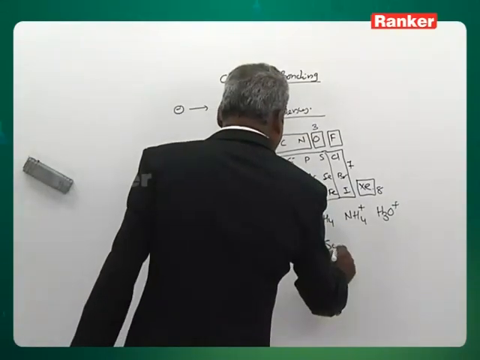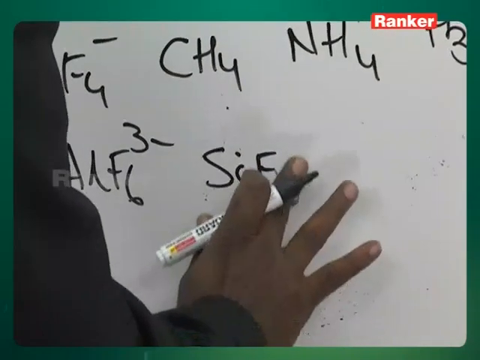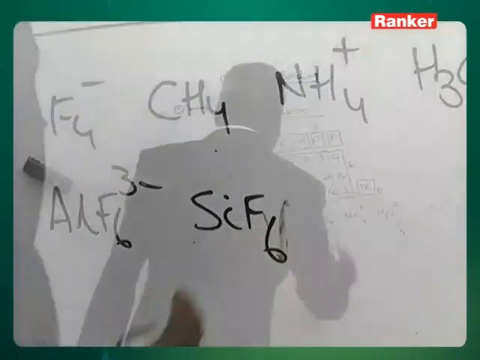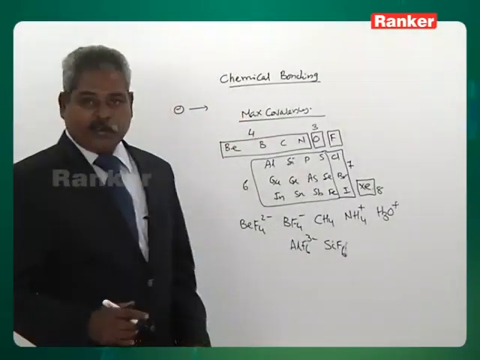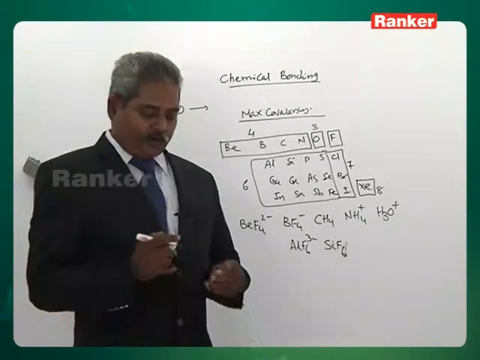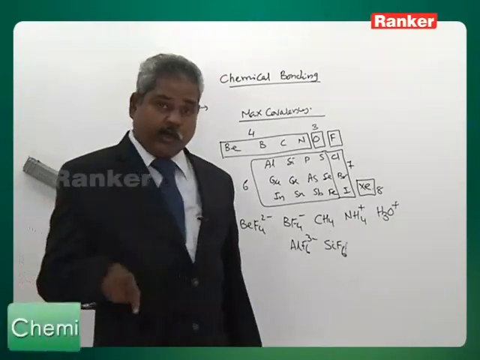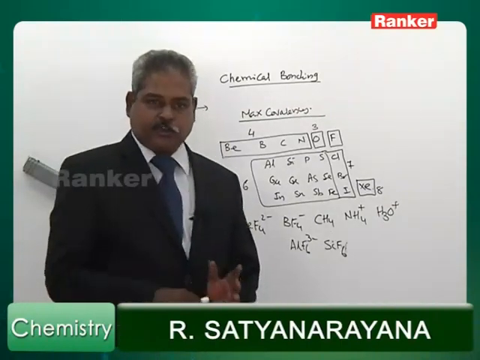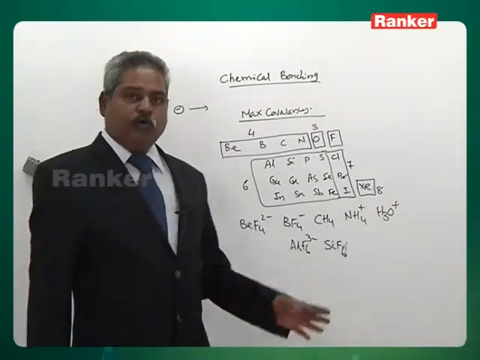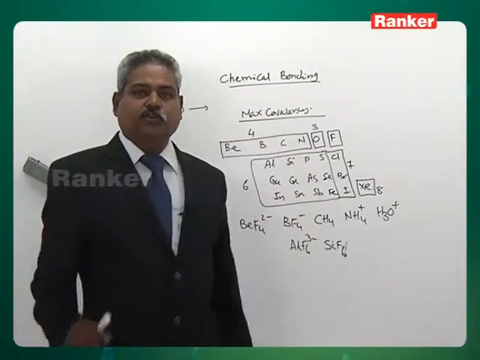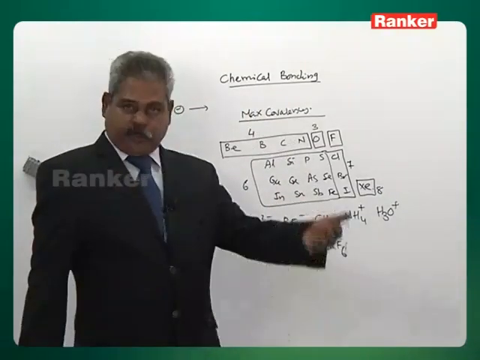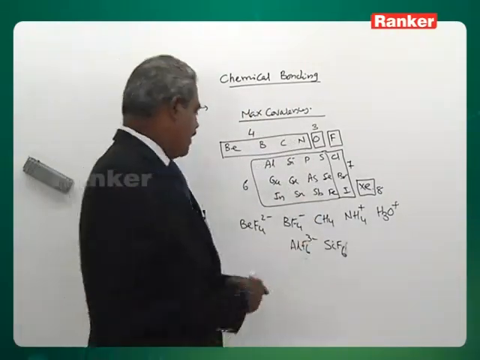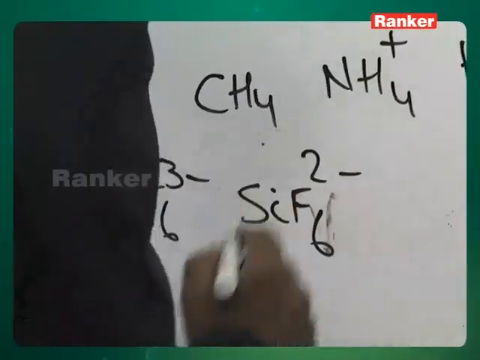Silicon, SiF6. How can a fourth group element form 6 bonds? Fourth group element means which has 4 electrons. You have to understand my question. I am indirectly asking you, how can a fellow who has got only 4 electrons form 6 bonds? He accepts 2 pairs, 2 minus. So SiF6 2 minus.